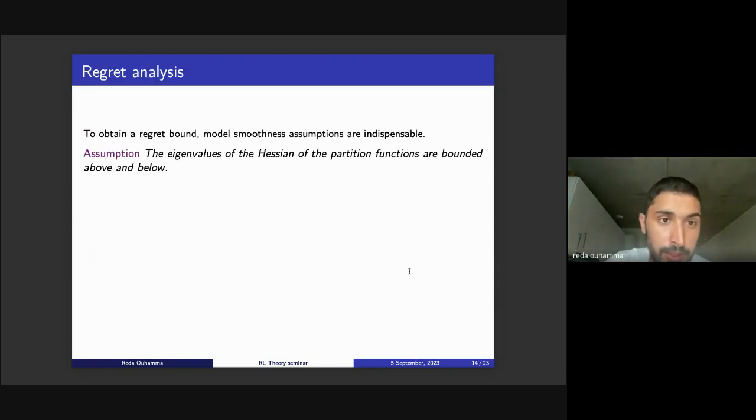So now we move to the analysis part. Of course, if we want to obtain some regret bound, we need some smoothness assumptions. The one we use in this paper is a standard one: the eigenvalues of the Hessian of the partition function are bounded above and below. What this means, if we take the example of an LQR with Gaussian noise, is that it assumes that we have concentration and anti-concentration of the noise. This can mean that we have both some measure of smoothness, maybe slightly weaker than Lipschitzness of the transition, and also some measure of variability, some lower bound on the variance of the value function or something. So some anti-concentration measure to be exact.